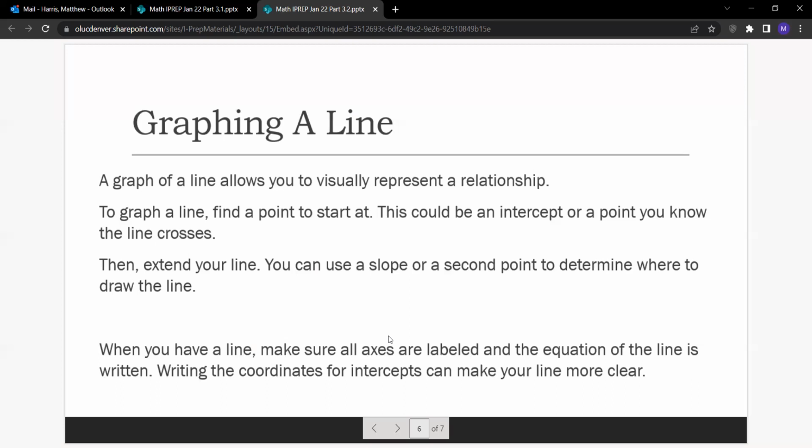When you have a line, make sure that all of your axes are labeled, so you know which is your x-axis and which is your y-axis. Remember, y goes up and down, x goes side to side, and make sure the equation of the line is written. Writing the coordinates for intercepts can make your line much more clear.